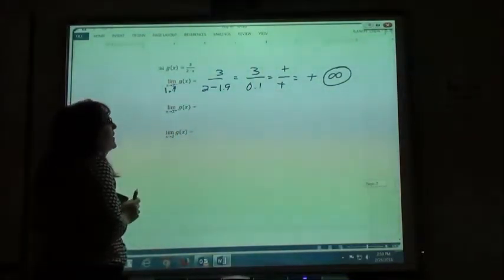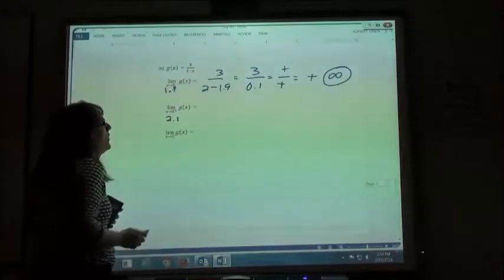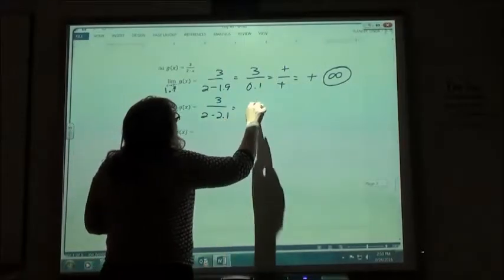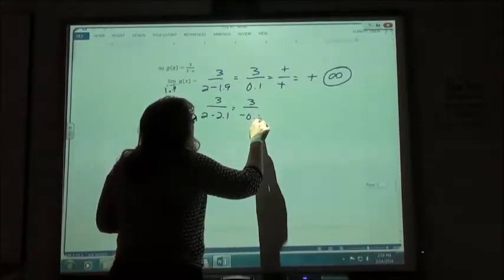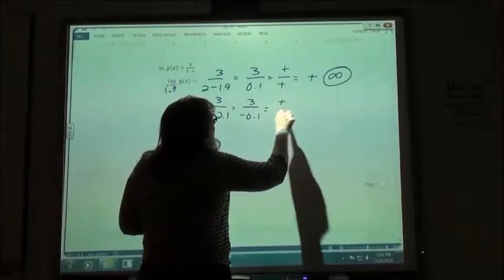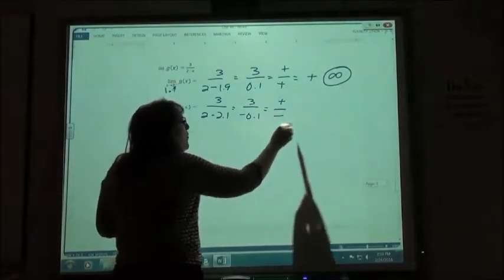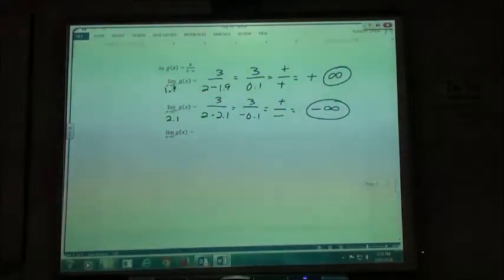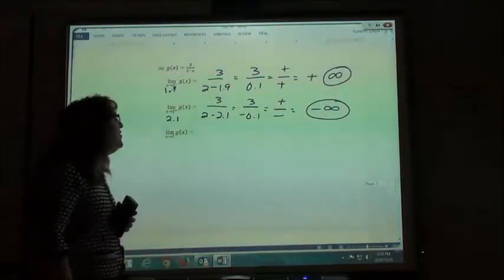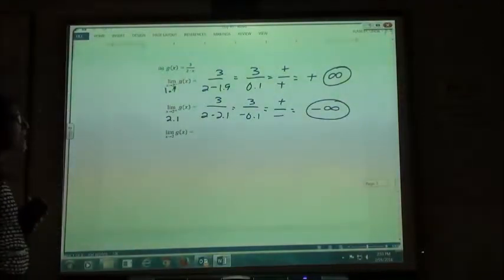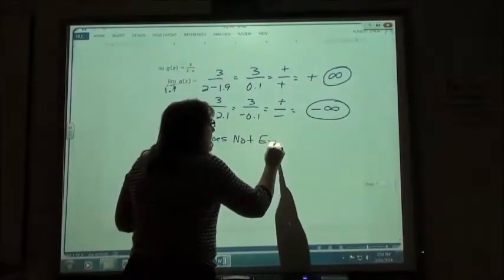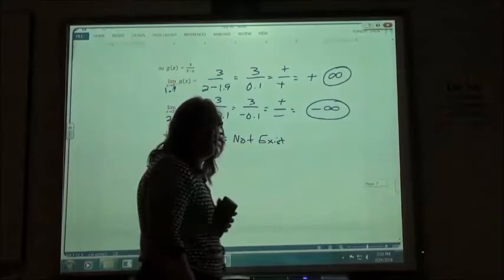Right-hand side, I'm just a little bigger than 2, so I'm going to use 2.1. So I'm going to have 3 over 2 minus 2.1. So I'm going to have 3 over a negative 0.1. I have a positive on top and a negative on the bottom. A positive over a negative is a negative, which means as I approach from the right-hand side, I'm going to be going to negative infinity. Well, since my limit as I approach from the left is positive infinity, but my limit as I approach from the right is negative infinity, the limit as I approach 2 does not exist because they don't approach the same value.